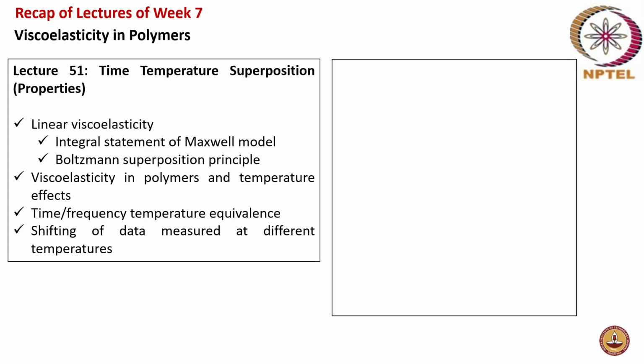Lecture 51 was on time temperature superposition. So this was a properties based lecture. First the discussion started with linear viscoelasticity. What is the integral statement of the Maxwell model? And then the Boltzmann superposition principle was discussed, and viscoelasticity in polymers and its temperature effects, and what is time frequency temperature equivalence, and shifting of data measured at different temperatures for obtaining this time temperature superposition. Based on shift factors and other parameters were discussed.